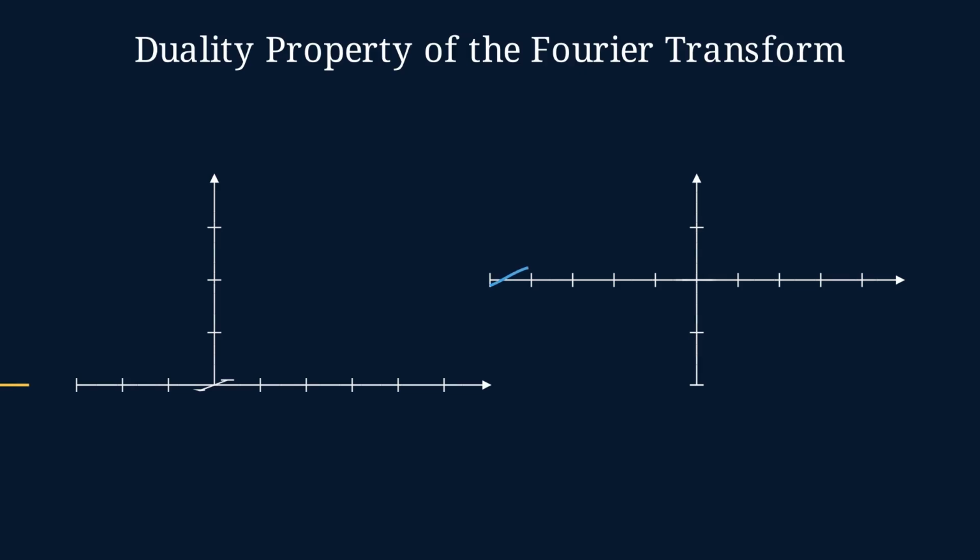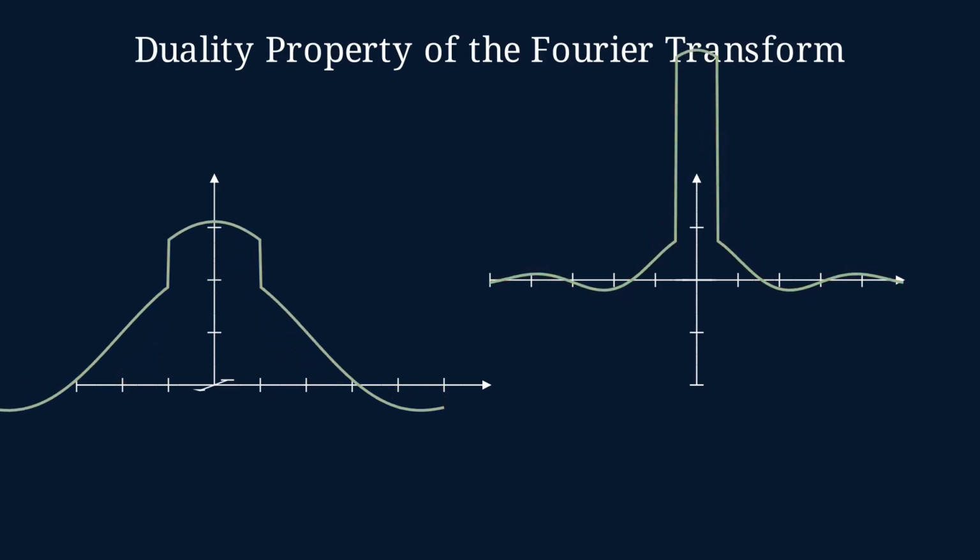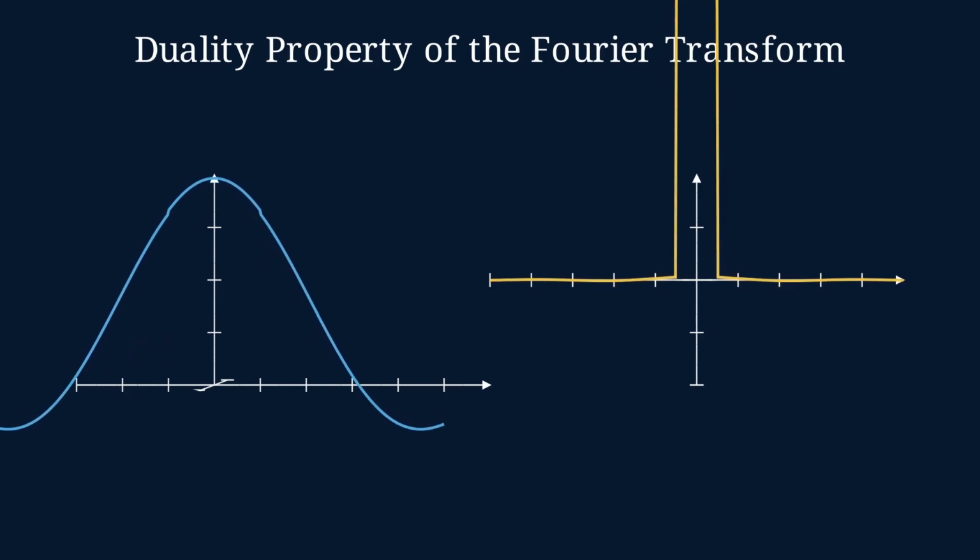We now explore the duality property of the Fourier transform. We begin with a rectangular pulse in time, and its corresponding sinc spectrum in frequency. Now, we apply the duality transformation. The roles of time and frequency are exchanged. The time domain now contains the sinc function, while the frequency domain becomes a scaled and mirrored rectangular pulse.